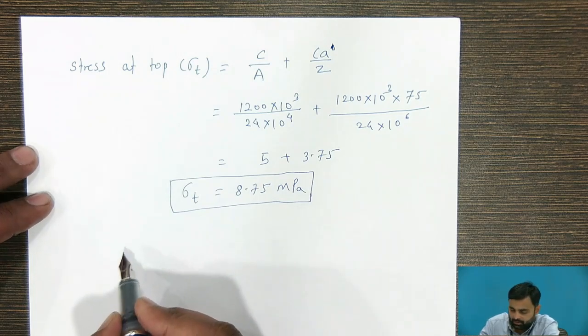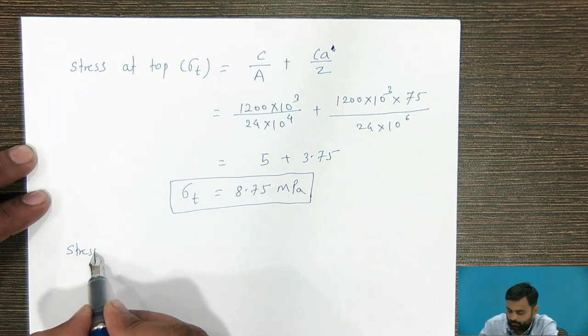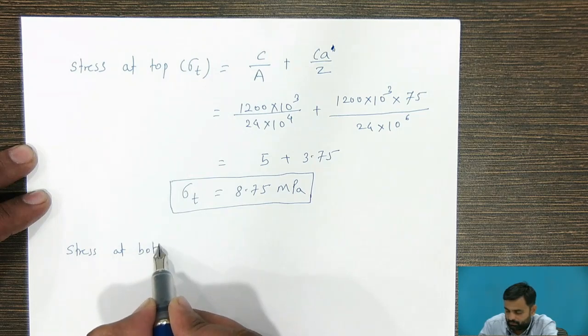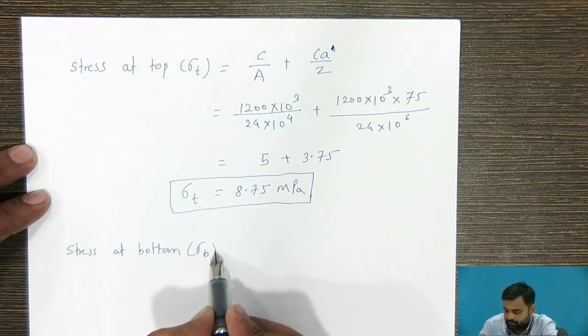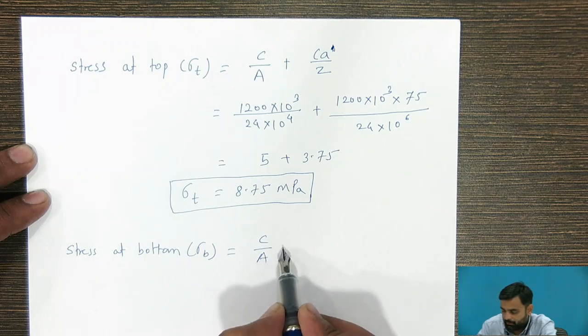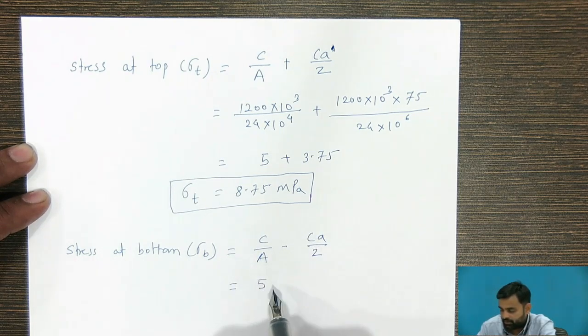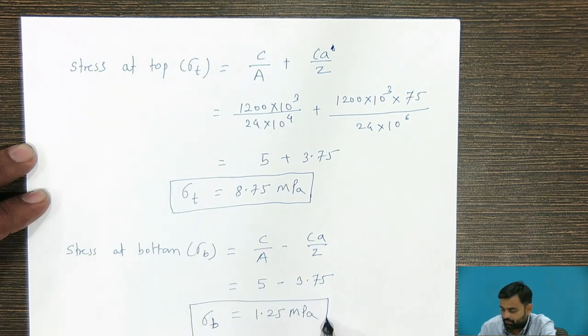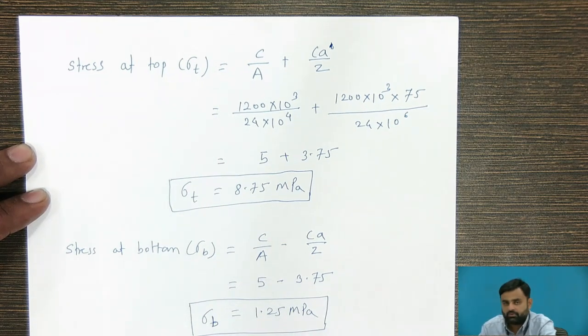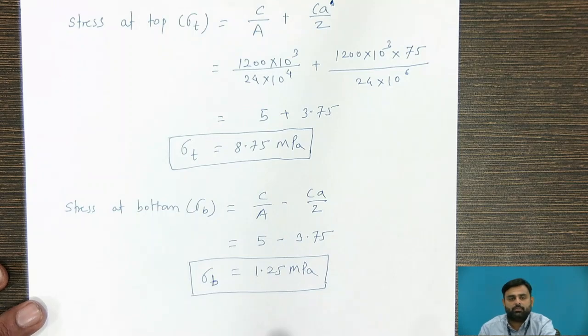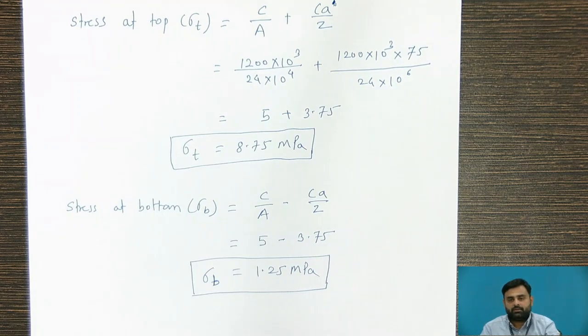And similarly, stress at bottom, sigma B, is equal to C by A minus C A by Z. So C by A is 5 minus 3.75, which is equal to 1.25 megapascal. This is your stress at bottom. So here you can see by both the concepts, by stress concept as well as by the strength concept, we are getting the same answer.